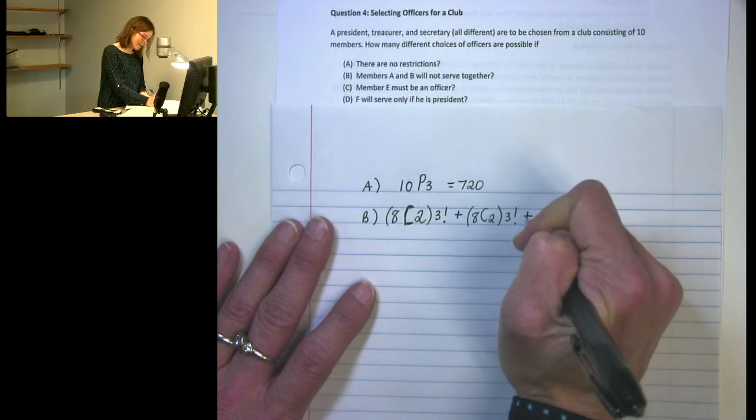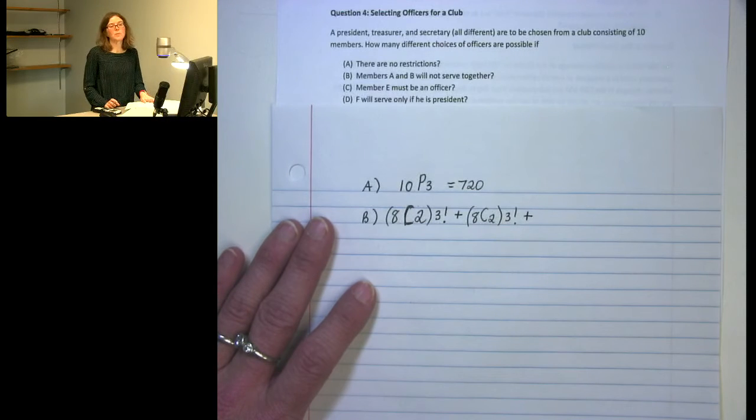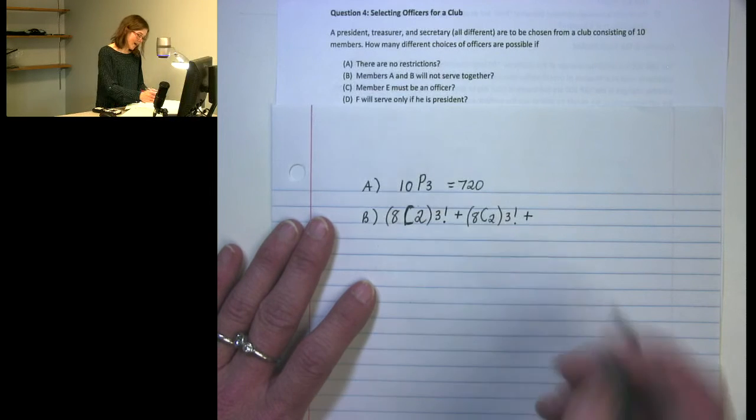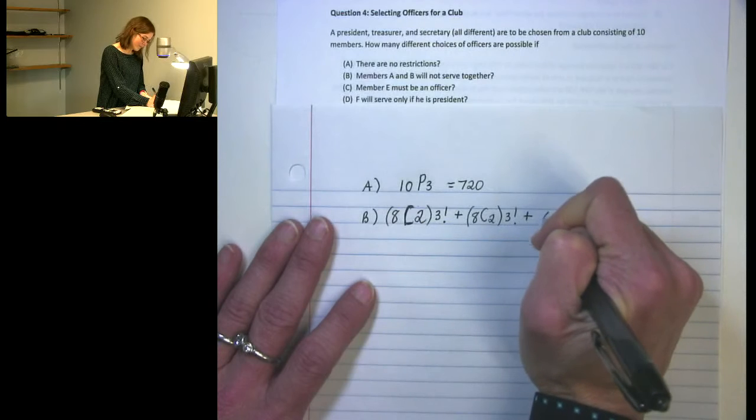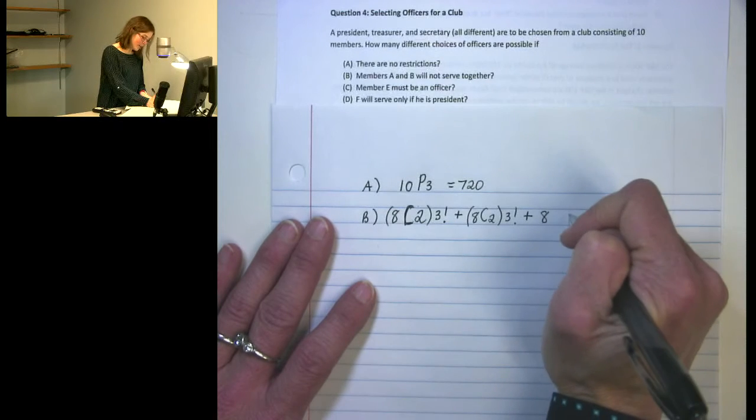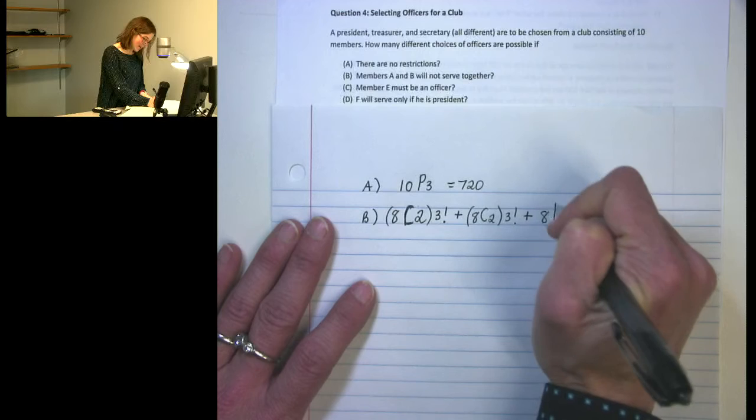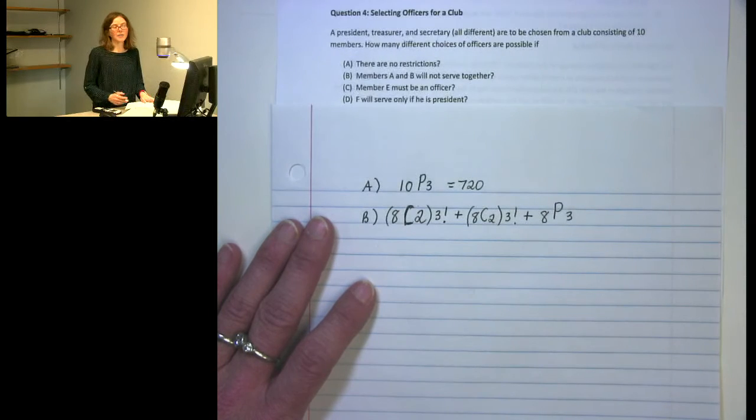And then the other thing that's possible is we could have neither A nor B serve in the club as a member. And what that would mean is that we have 8 people and 3 are going to be chosen from them. And so we have 8 permute 3 ways that we could have 3 officers, not including A or B, chosen. So that sum is going to give us our total.